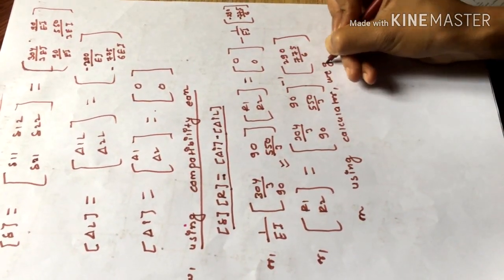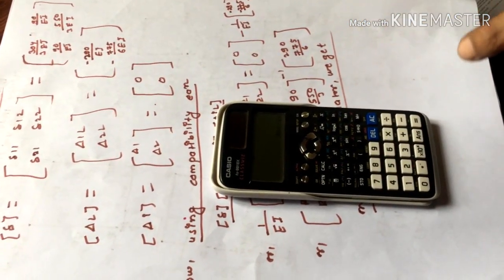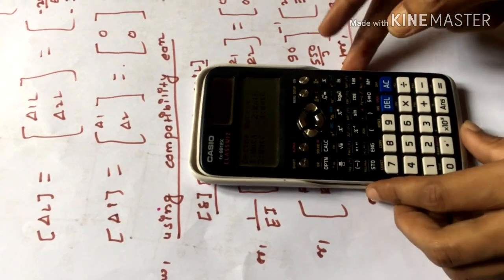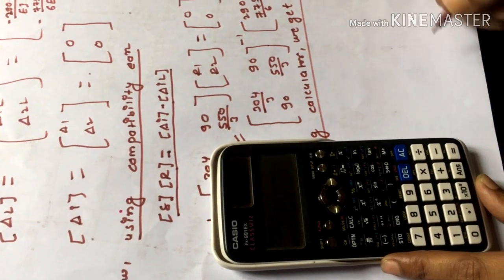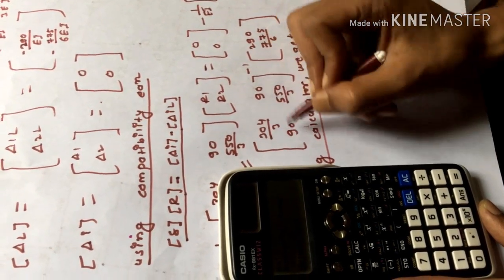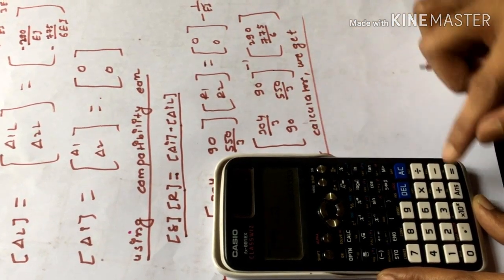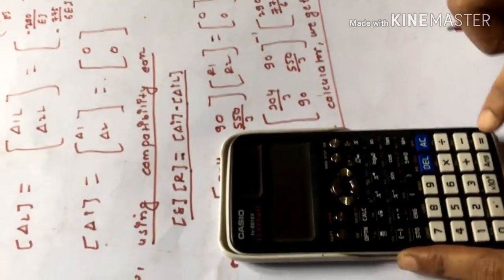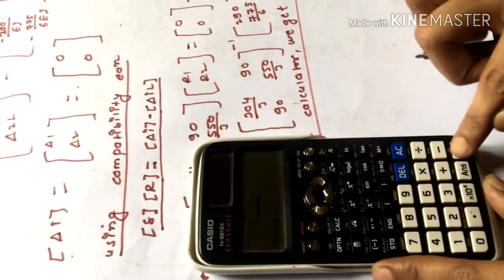we get, let me show you in the calculator. First, let us go to matrix mode. Now define this matrix in 1, this is a matrix of 2 by 2, you can count 1 2, 1 2. So let us enter the 2 by 2. Now 304 divided by 3, next 90, next 90, next 550 divided by 3.